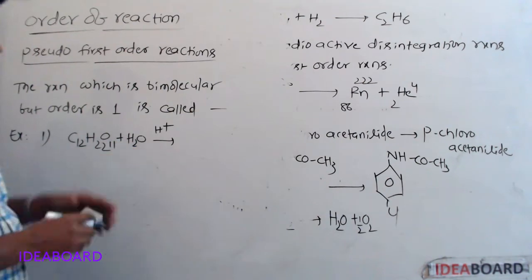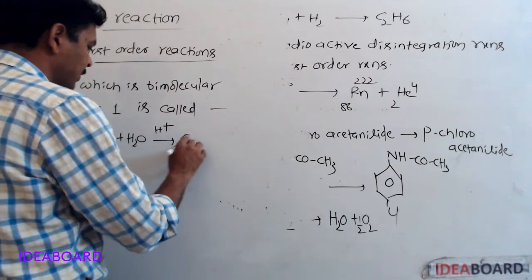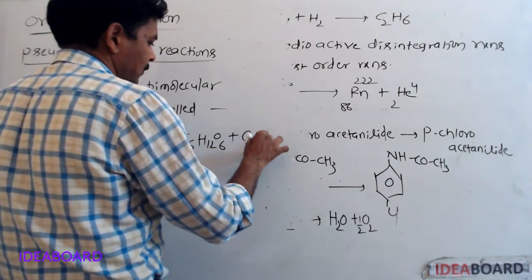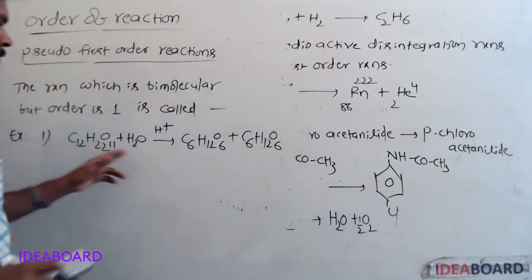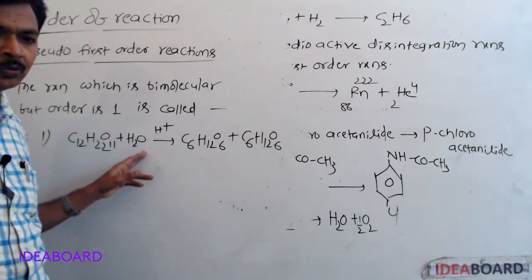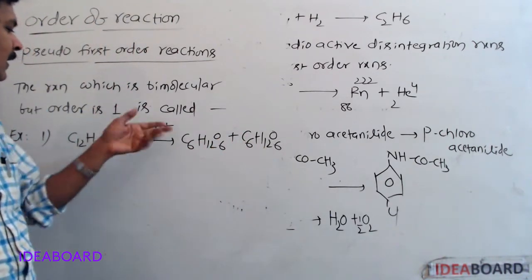This is sucrose on hydrolysis in acidic medium. Glucose and fructose are formed. See here, molecularity is 2. Two molecules are there, but order is 1 only.